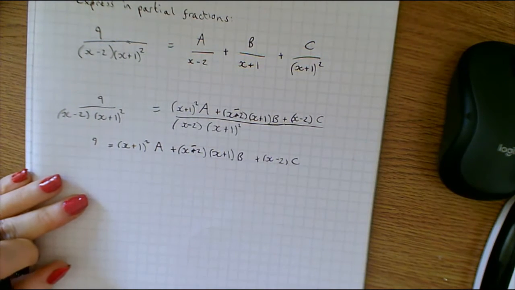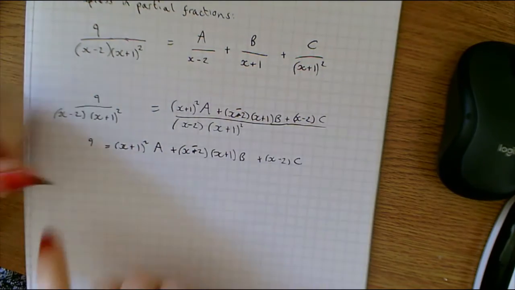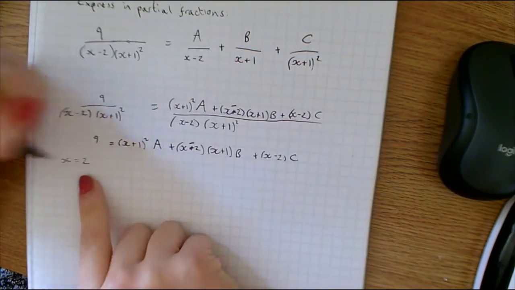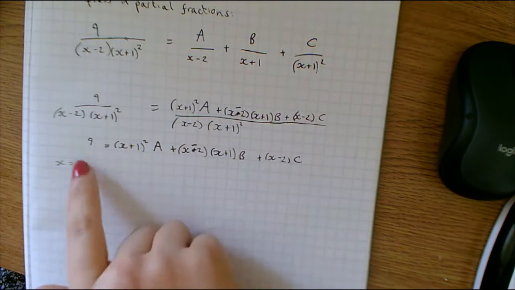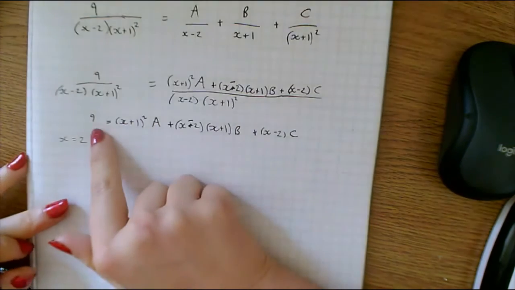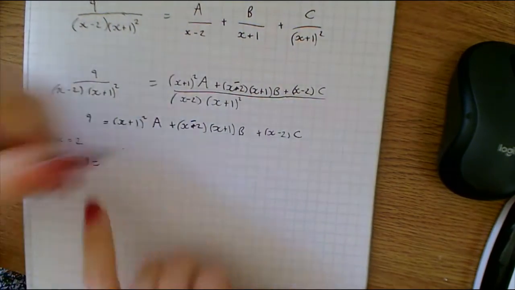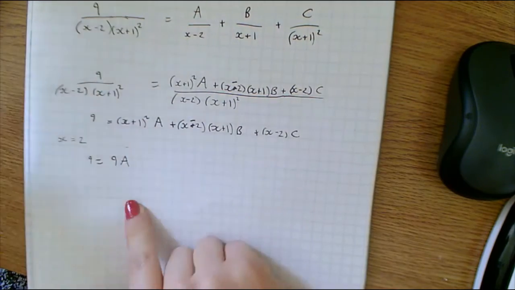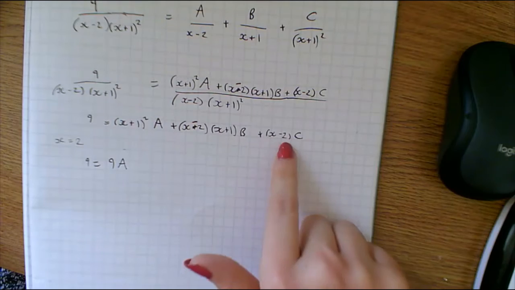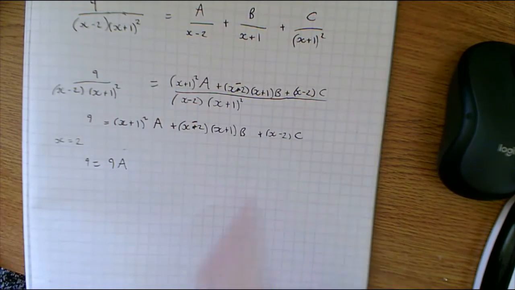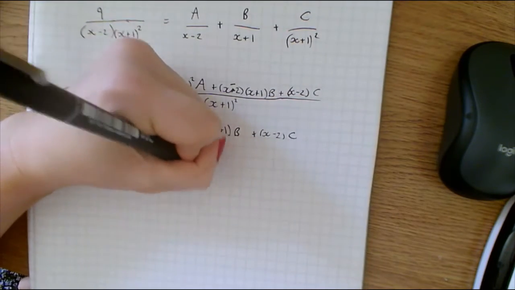The first substitution I would make is x equals 2. We'll go through the reason why I've said x equals 2, but first let's just substitute it in. I'm left with 9 equals 2 plus 1 is 3, 3 squared is 9, so 9A. Then 2 take away 2 is 0, so I get 0 lots of B, and 0 lots of C. So 9 equals 9A, and therefore A equals 1.